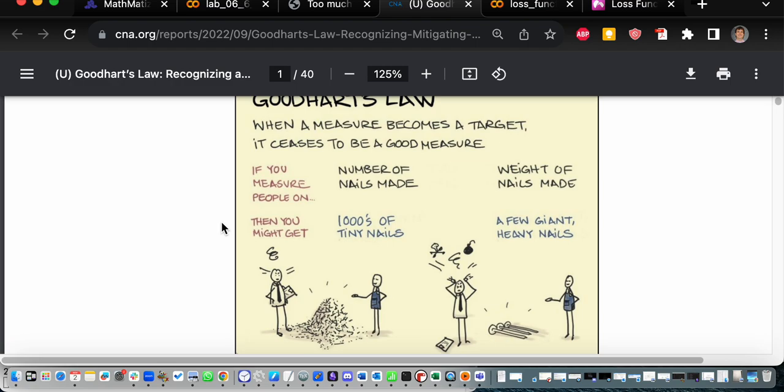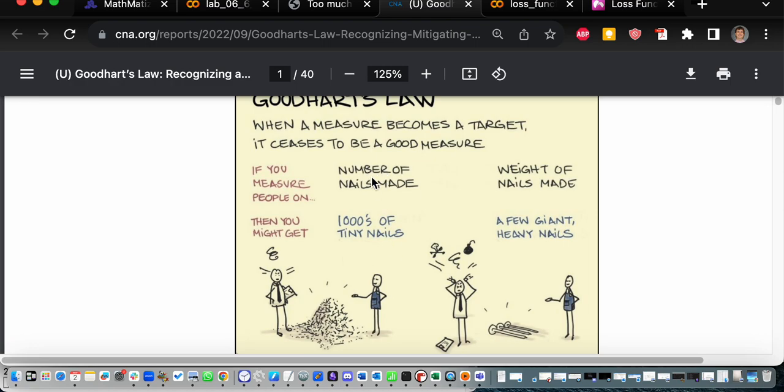And so how will I reward the good nail factories? Maybe I will measure the number of nails that each nail factory makes, right? And here's the problem. If you measure the number of nails that each nail factory makes, you're going to show up to the nail factory, and they're going to have thousands and thousands of tiny nails. And you're going to be like, well, yes, you have a lot of nails. You did great on the score, but now you have a crappy nail factory. So I wanted a good nail factory that made lots of nails, and now I have thousands of tiny nails. This is useless.